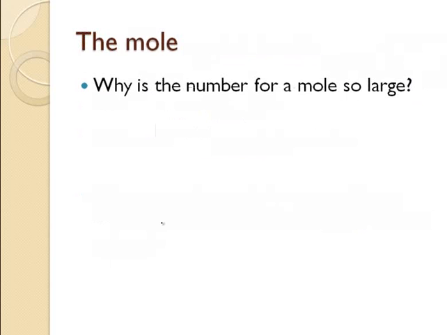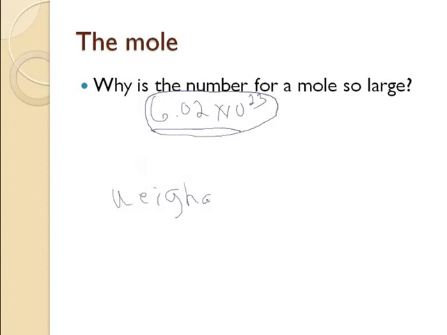So why is that number so enormous? Okay, it's huge because the things we are counting are so small. The atoms and molecules are so tiny that you need an enormous number of them to have a weighable quantity. And it's all about having a weighable quantity, something I can measure in the lab. Okay, so that's why it's so huge.